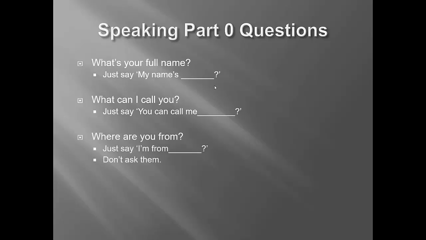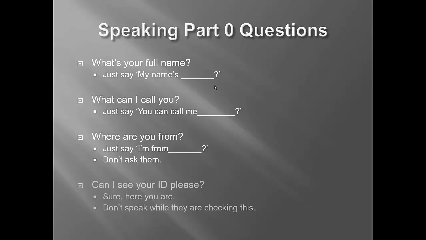Where are you from? Just say "I'm from" wherever you're from, and don't ask the examiner where they're from. Don't be asking the examiner any questions at this stage. Lots of times the examiner will say, where are you from? And the person will say, I'm from Ho Chi Minh City. Where are you from? And then it's kind of awkward because you can't get into a conversation with the person and say, oh, I'm from Ireland and so on. You just won't be able to do that.